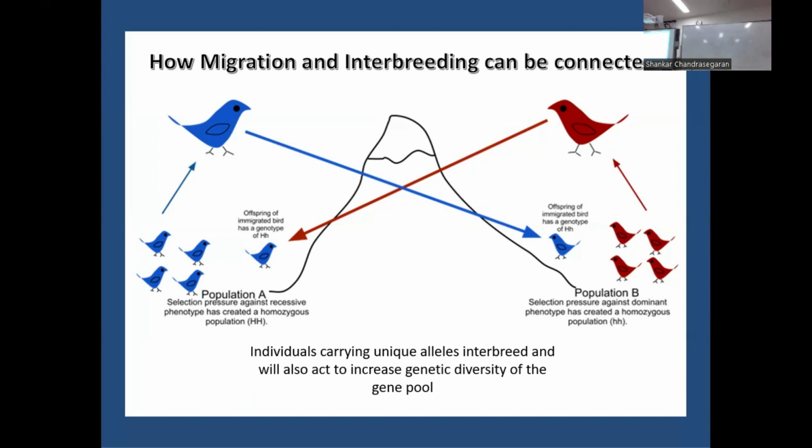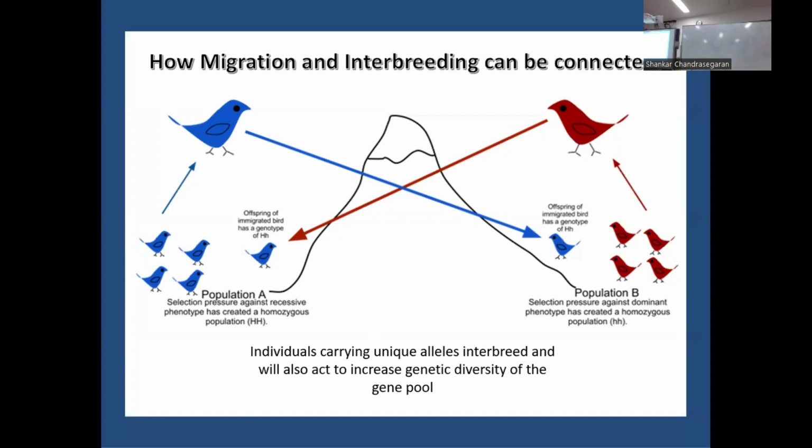When an organism from population A moves to population B and breeds with one of the organisms there, and vice versa, right? They are basically breeding with a population that they are not a part of originally. That in turn will carry unique alleles and increase the genetic diversity within that population, right?